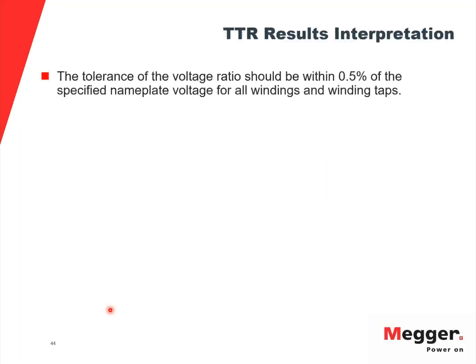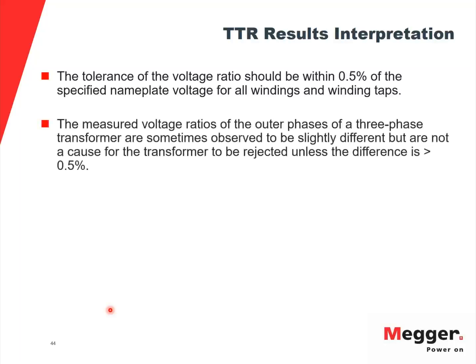So when we talk about the results interpretation, the criteria is 0.5%. From the nameplate value, the measured ratio should not deviate more than 0.5%. You would run into cases where the outer leg phases, which are typically A and C phases, may read slightly higher error than the center phase, but as long as it's within the 0.5% tolerance, that should not be a cause of concern.